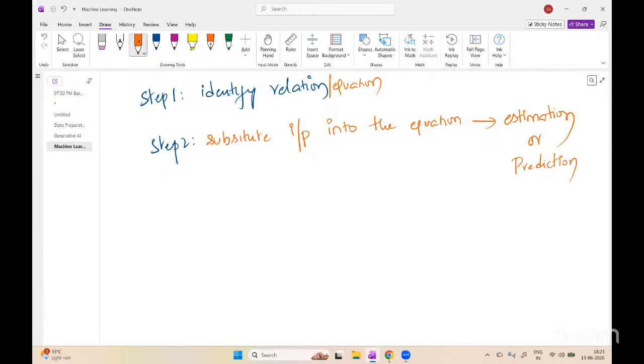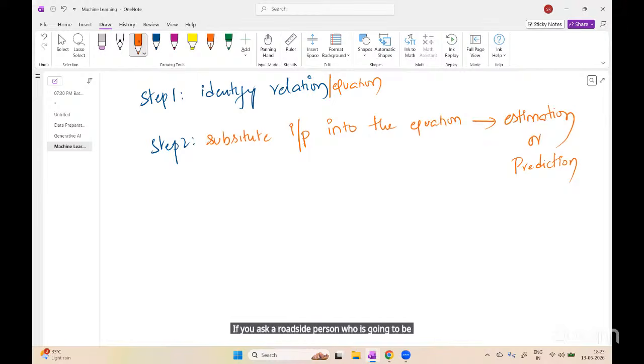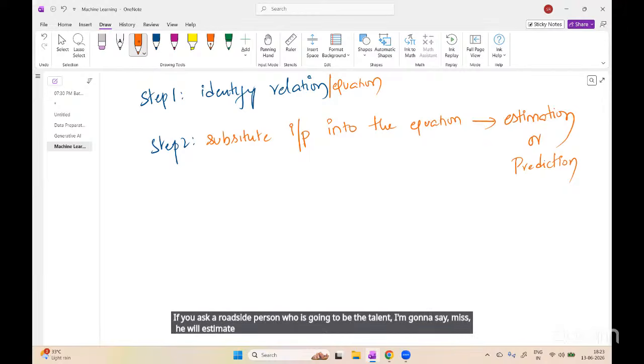Right? Now, who is going to become the next Chief Minister of Telangana? If, for example, some Telangana elections are going on right now, who is going to become the Chief Minister? Miss, to whom do you have to ask this question? Whoever has the knowledge on politics, on the survey, who presently has the data with the survey reports, that person can estimate. If you ask a roadside person who is going to be the Telangana CM, he will estimate with the data randomly. Estimation everyone will do.